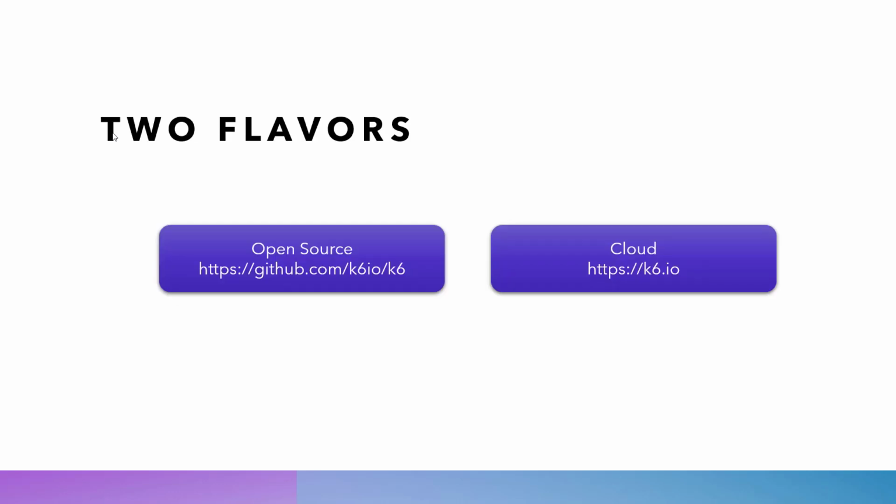There are two flavors of K6 available. One is pure open source, which is free. You can install it on multiple operating systems. And if you want to scale your load test, you can leverage the K6 cloud. So K6 cloud is the commercial entity, whereas the open source version is completely free and you can execute your load test in your system.